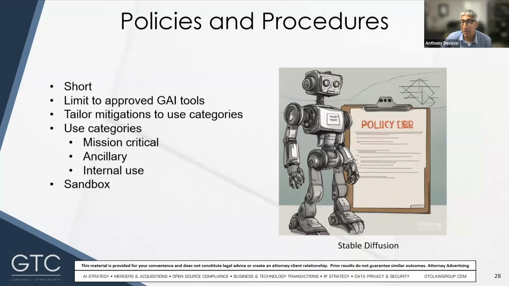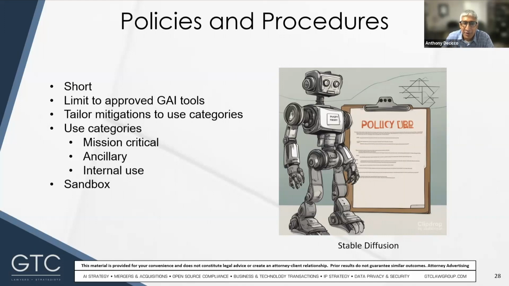I'd say it's a really good idea to put these in place if you're going to leverage the GAI tools, especially for generating and augmenting code. So the last topic for today before our poll will just be a little bit on these policies and procedures. Here's another cool Stable Diffusion output. You can see the policy there for using robots.